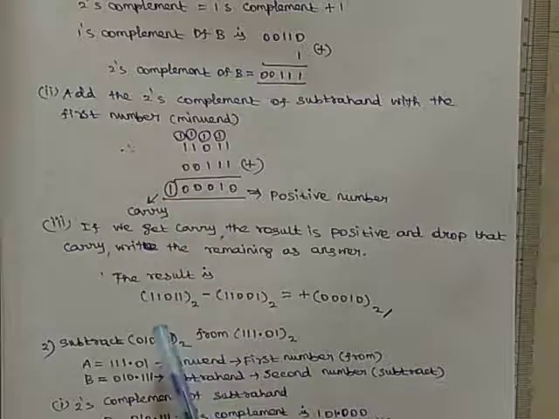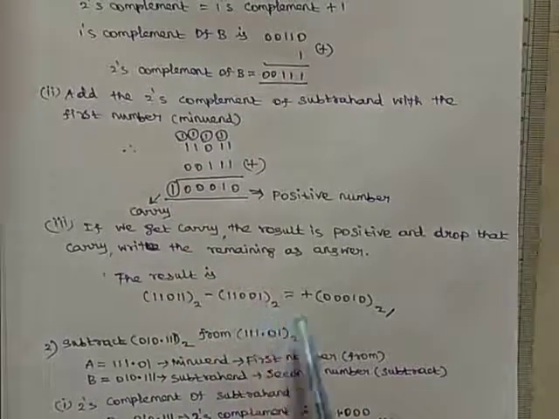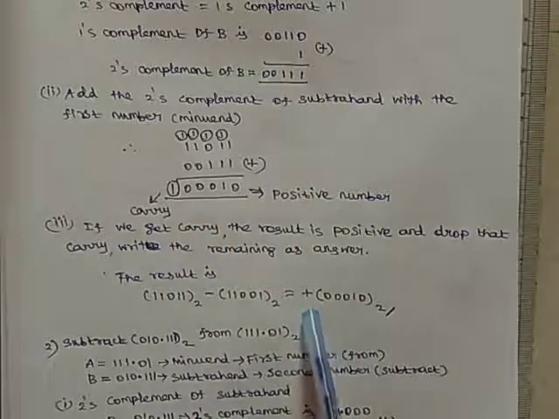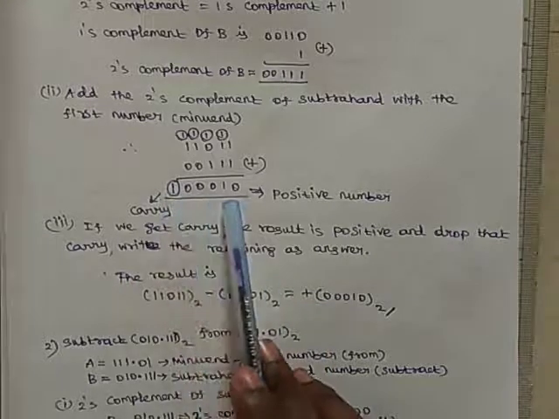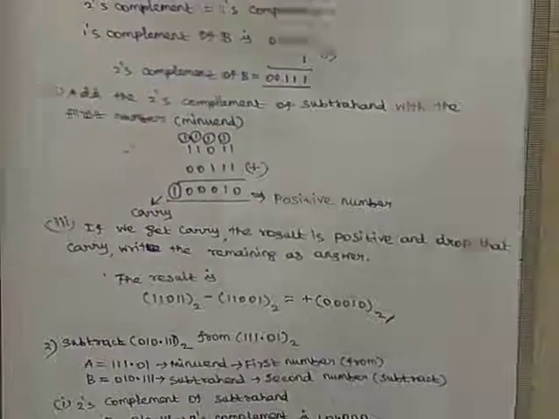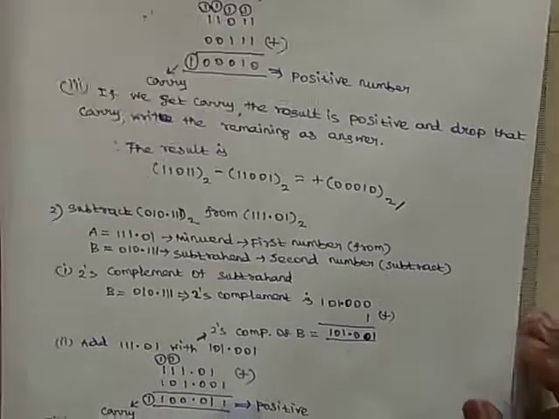So A is 11011 base 2 minus B is 11001 base 2. If we get a carry, the result is positive. So we put the sign positive here, and we drop the carry and write the remaining as the answer. So 00010 base 2. This is the one problem, and we move to the second problem.